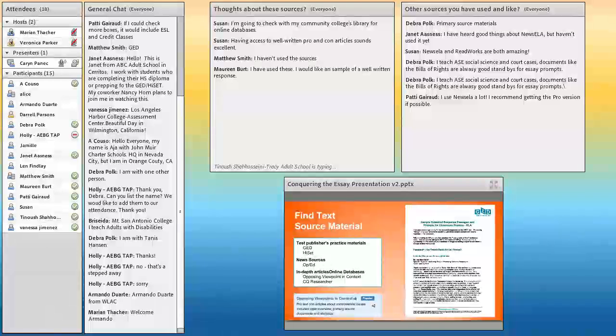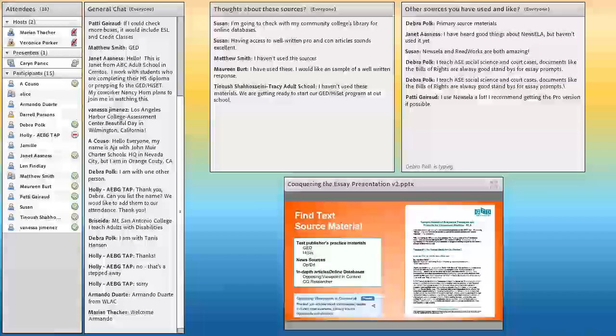So Maureen asked about samples of well-written responses. Both the HiSET and GED have published responses that look like each score on the rubric. So if you go for the GED, you can look up on the GED testing service and also on ETS, and they actually publish those responses for you, so you can use those. Also, some of the publisher materials may do that as well, in their answer key part of it.